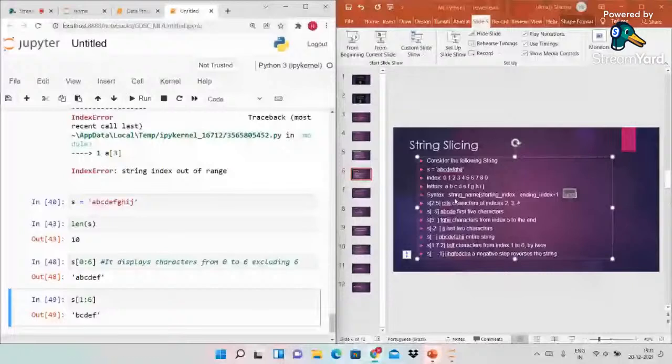Now let me write something like this. Let me write something like S of minus 1. So usually S of 0 is, we get A. Now if I write S of 1, of course, first position, I'll get B. Now, what if I write something like S of minus 1? I want some reply from you people. Do you think it will matter, or what do you think will happen?